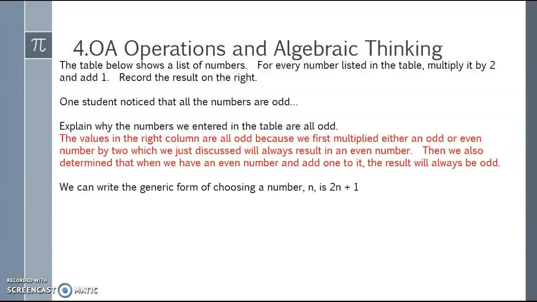No matter which number we choose, n, we'll just call it the generic n. The pattern we did was take 2 times whatever number was in the sequence and then add 1 to it.